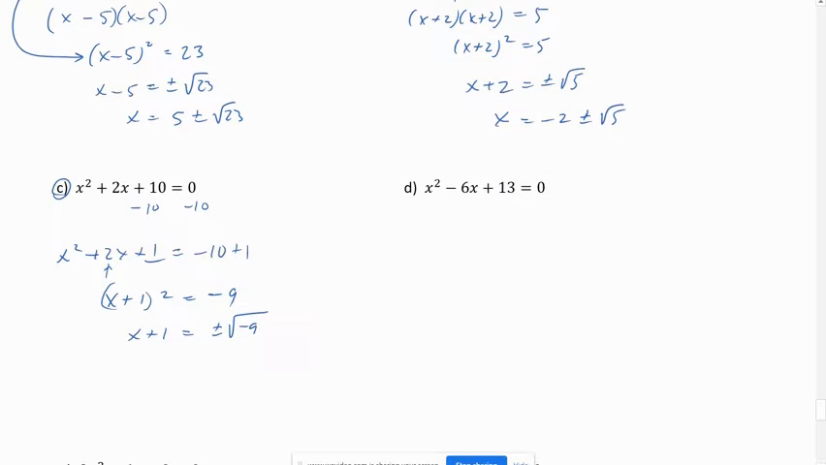And so then if we subtract 1 from both sides, we get x equals negative 1 plus and minus the square root of negative 9, which is 3i, because the square root of negative 1 is i, and the square root of 9 is 3. So we get negative 1 plus and minus 3i. Okay, go ahead and pause your video again and try example D.